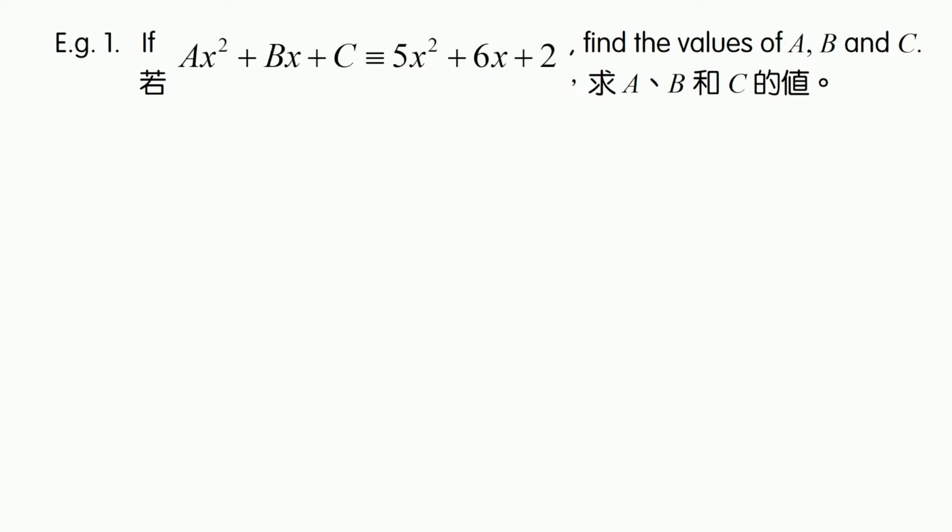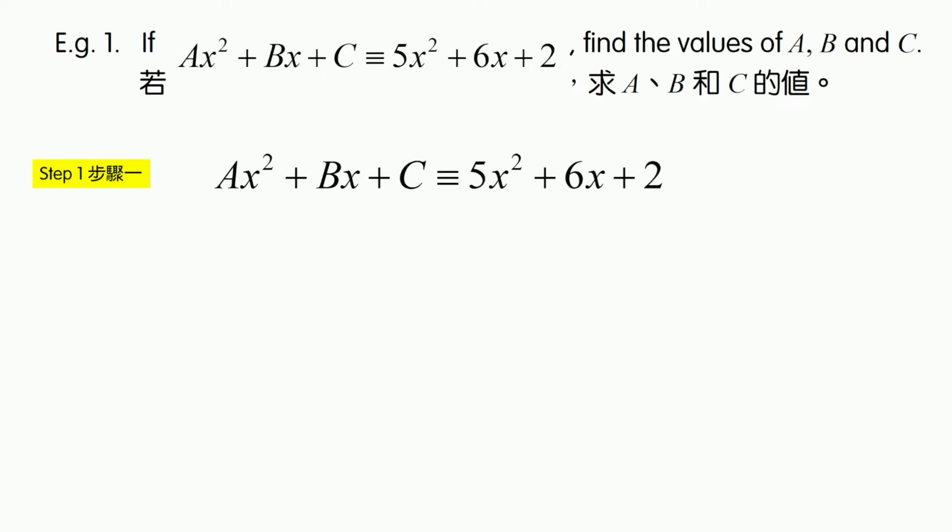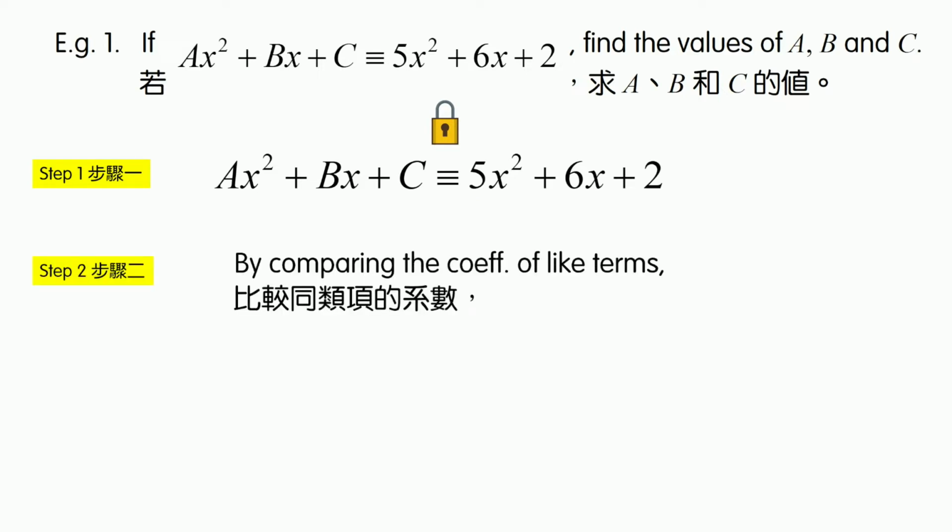Here's an example. In this question, we need to find the values of a, b, and c. First step is seeing whether we can do any simplification on the equation. On the left-hand side, these are all different terms, unlike terms, and on the right-hand side as well. Therefore, we can move on to the second step. Remember, an identity is like a lock. We do not move terms from left to right. The second step is simply comparing the coefficients of like terms.